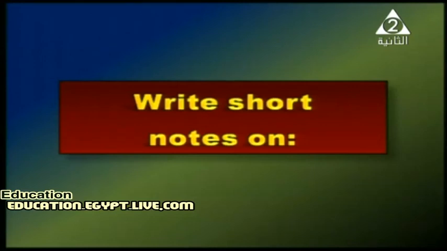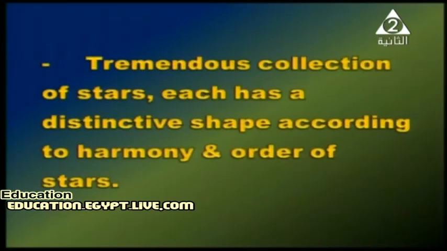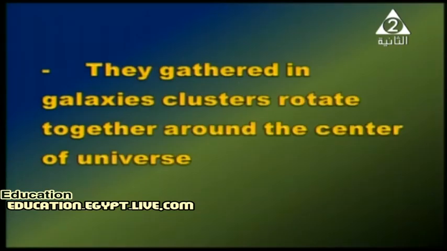Another type of question is write short notes on galaxies. Galaxies are a tremendous collection of stars. Each one has a distinctive shape according to the harmony and order of stars. The galaxies gather in galaxy clusters, which rotate together around the center of the universe. So when the galaxies collect together, they form galaxy clusters.